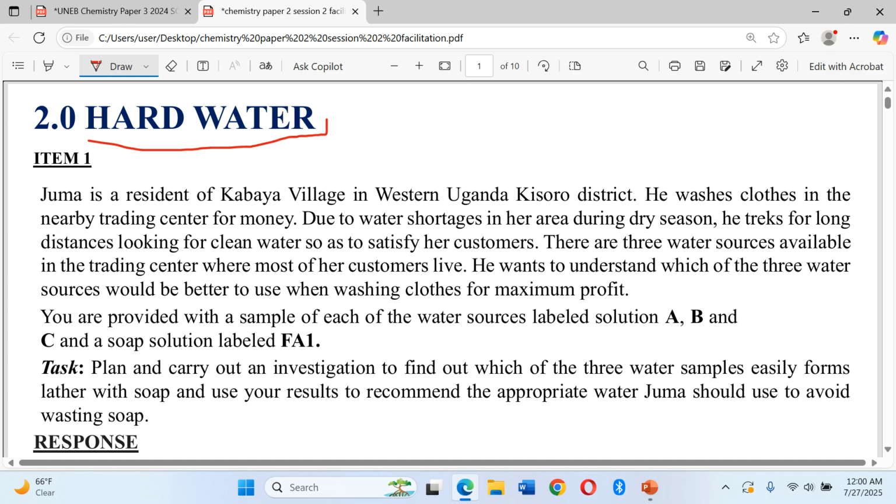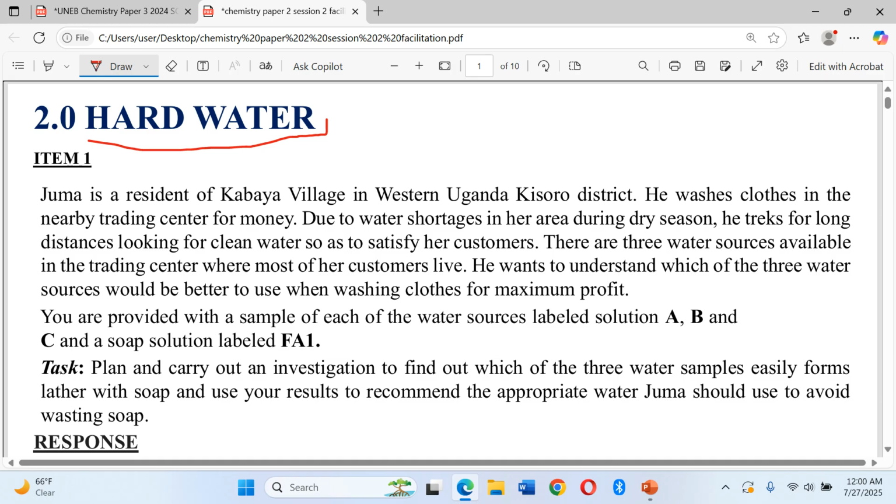I hope you're going to keep on pausing and noting down. The question is there with the task. You can note it down and try it out first before you look at my responses, so that at the end of it all, you can score yourself. Let's do this faster. I'm going to read. Juma is a resident of Kabaya village in western Uganda, Kisoro district. He washes clothes in the nearby trading center for money.